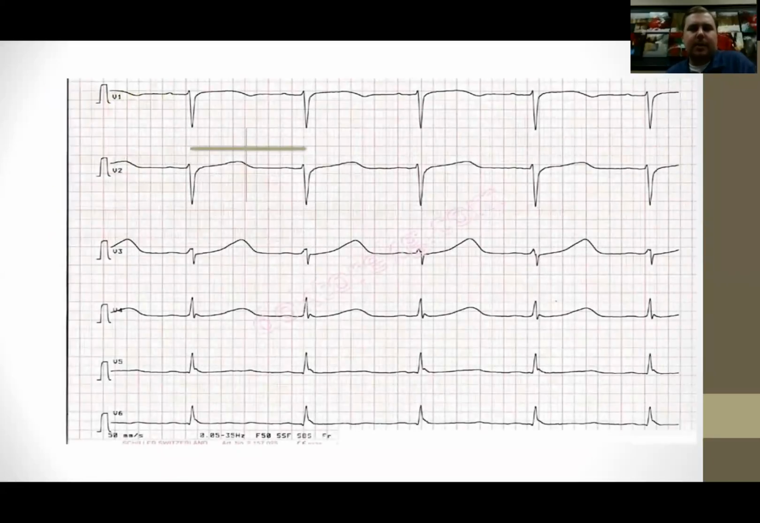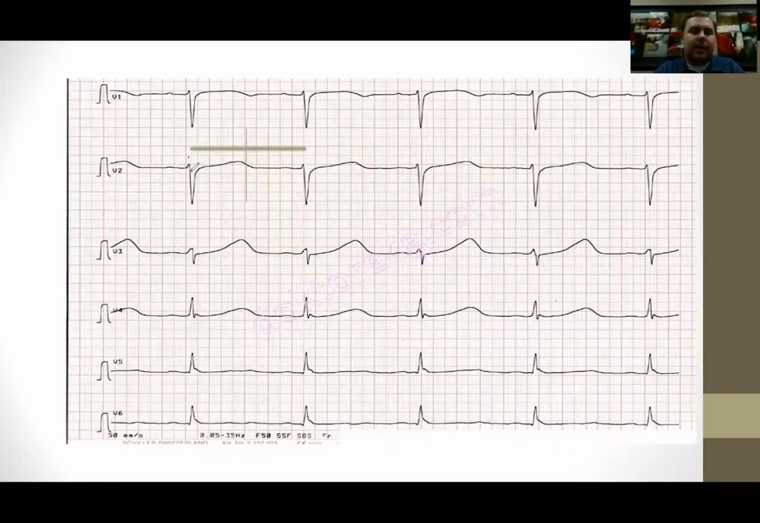The best way to determine if your QT interval is too long is this poor man's version of QTC. So what you're going to do is you're going to find two R waves. So the R wave that I marked is right here, and then right here. And then you're going to draw an imaginary line from R wave to R wave.